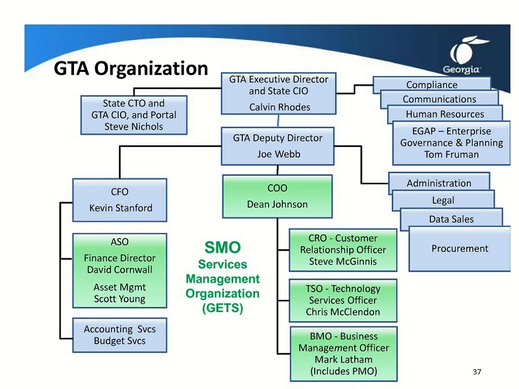Unique to GTA under Calvin Rhodes, we have Steve Nichols. He's the state CTO and acts as the CIO of GTA and manages the portal group. You have Tom Fruman's team, Enterprise Governance and Planning. They look forward to the future to plan for technology in the long term. In addition, they provide governance to make sure technology use meets state guidelines. We also have data sales, which generates revenue for GTA from services like Felon Search and Rover.